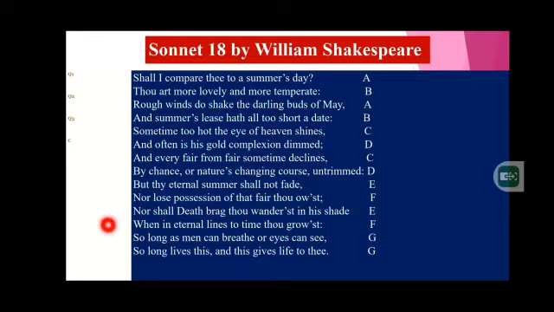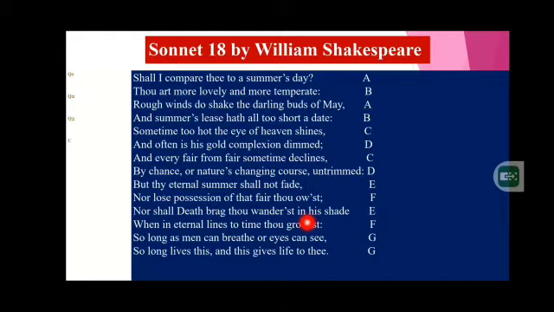"As man," this is the second foot. The third one is "can breathe," that is the third foot. The fourth one is "or eyes," unstressed and stressed. And the last one is "can see," where "can" is unstressed and "see" is stressed. We can read thus: so long as man can breathe or eyes can see, and then so long lives this and this gives life to thee. So this is then called the iambic metrical pattern.